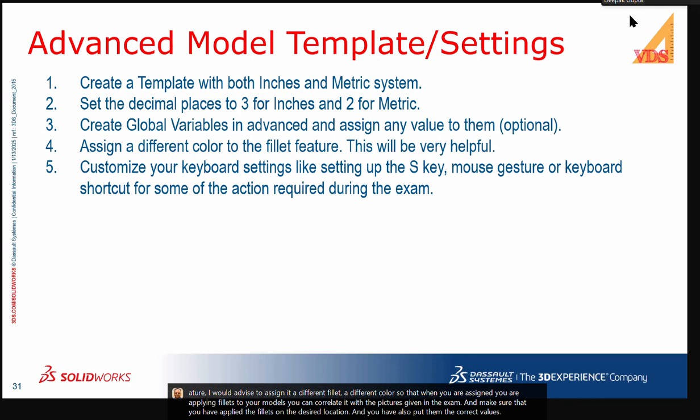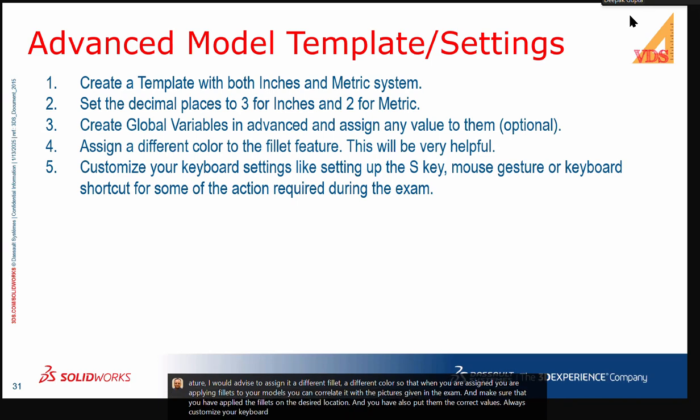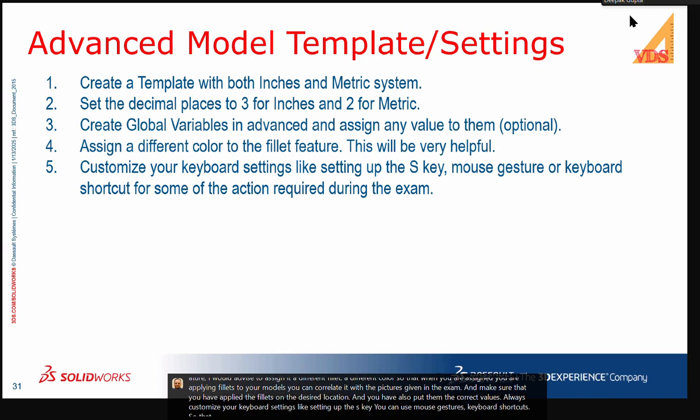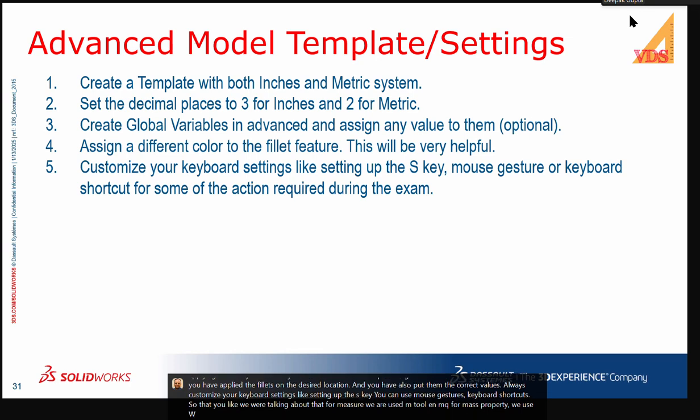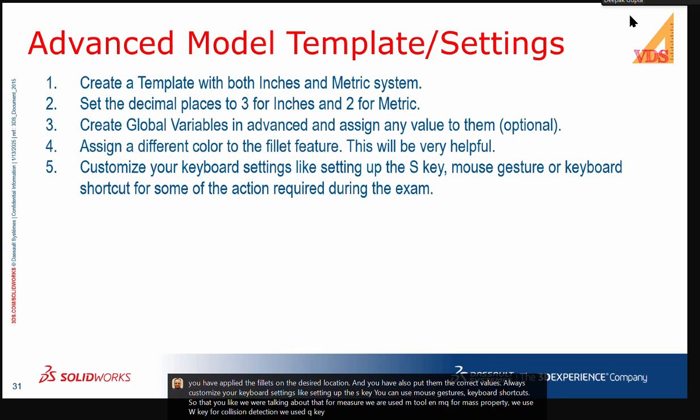Always customize your keyboard settings, like setting up the S key. You can use mouse gestures and keyboard shortcuts, like we were talking about, that for measure we used the M key for mass property. We use the W key for collision detection. We used the Q key. Similarly, you can assign other tools or other shortcuts as well, which will help you save time during the exam.